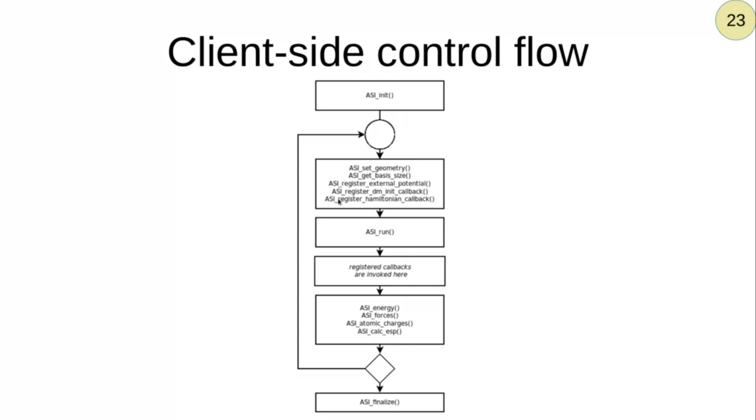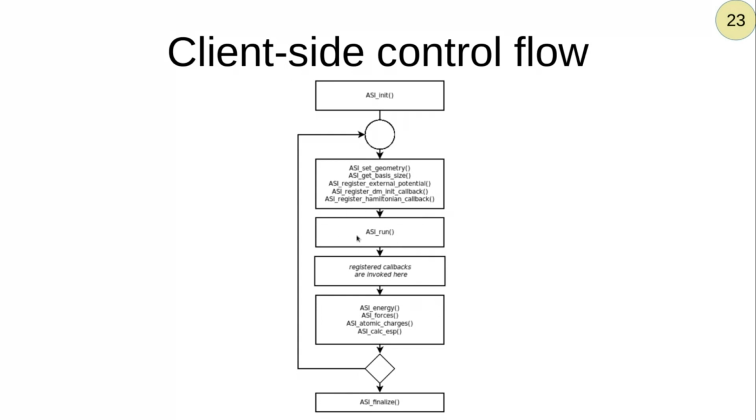Also, you may register the callback for a Hamiltonian matrix that will be invoked when this Hamiltonian is evaluated within the DFT code, like in this case. So then you run essentially the DFT calculation. The long part happens here in ASI run, and within this ASI run, the Hamiltonian that is invoked will be passed to your callback that you registered here with this function.